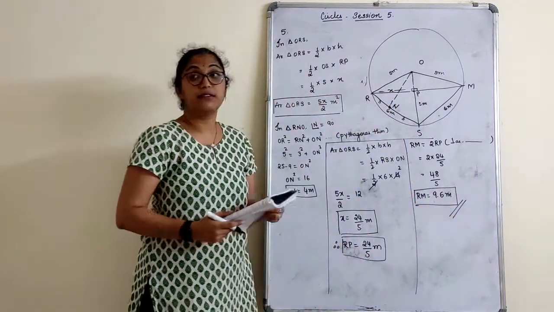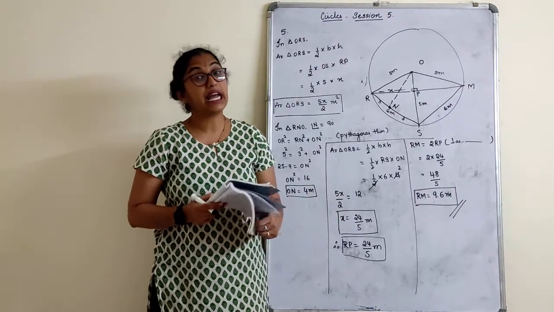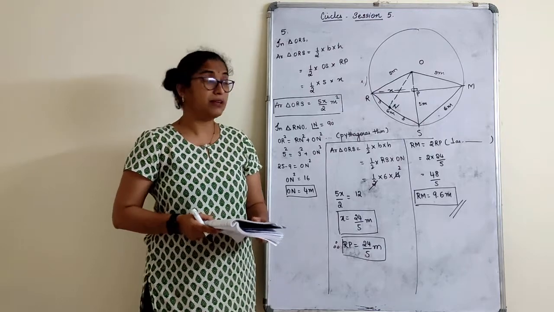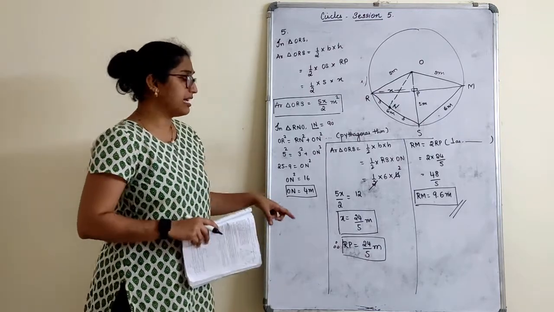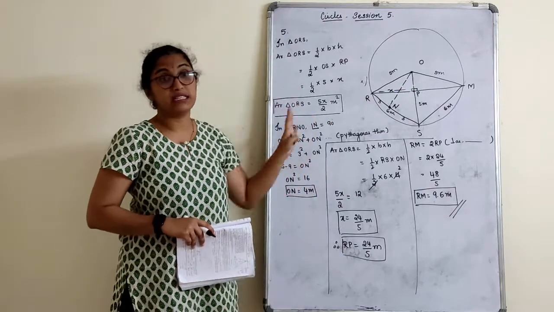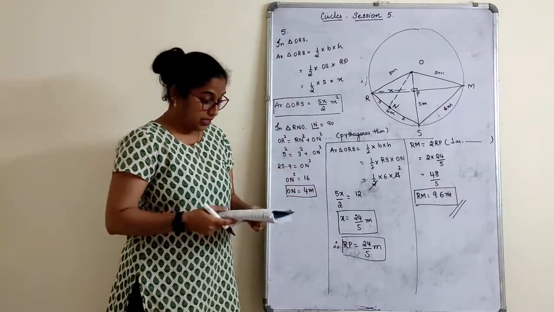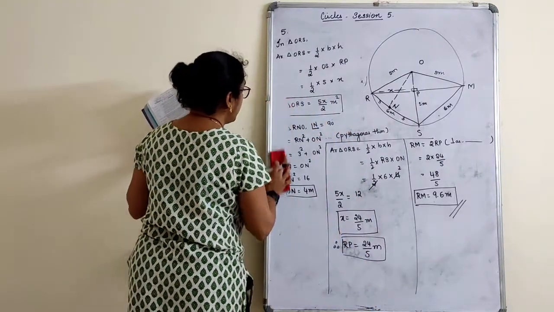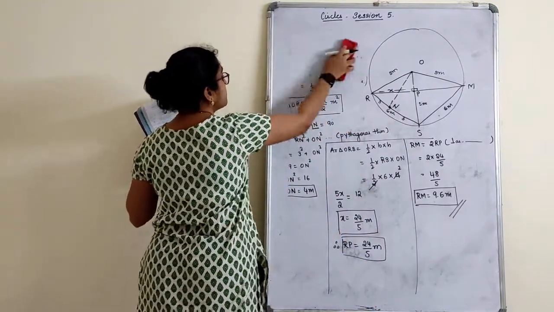Distance between Reshma to Mandeep is 9.6 meter. Understood how to find this? Quite a lengthy sum, but if you follow stepwise, it is actually very simple. Only thing you should know is how to draw and analyze the given figure. Okay, quickly we'll finish the last sum of today's session and also this exercise.